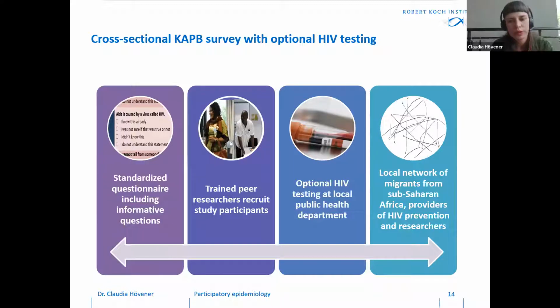Before we started the study, we talked to local networks of migrants from sub-Saharan Africa, providers of HIV prevention and researchers. So we invited everyone to a kickoff meeting, also politicians, and we also had meetings in the end to show the results of the study and to derive recommendations. We conducted this survey until 2016, and we recruited more than 3,000 participants.